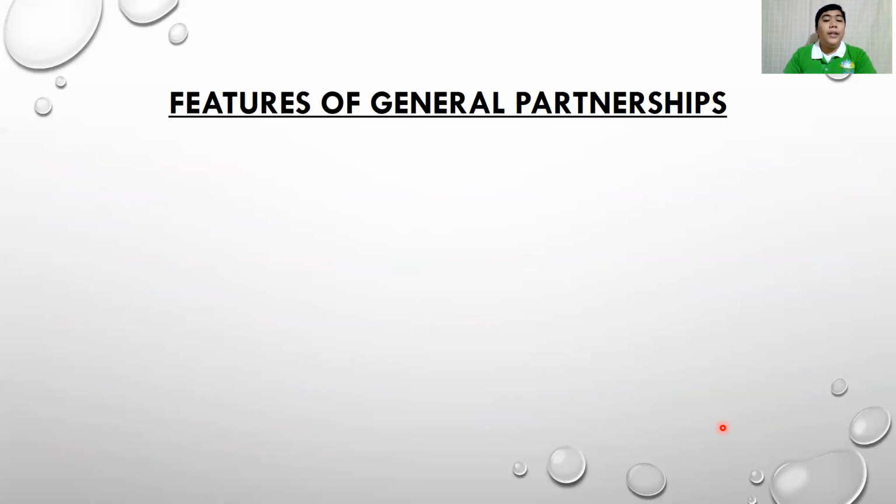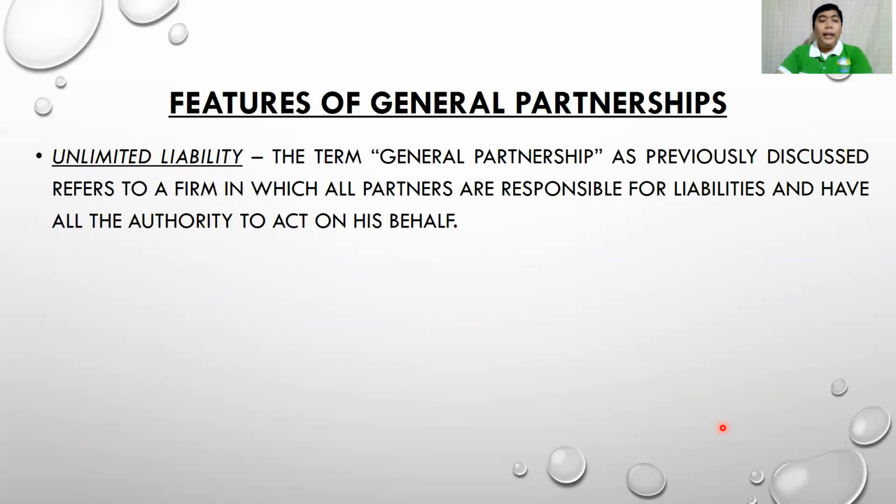Okay, another feature is that it can have unlimited liability. So what does it mean? The term general partnership, as previously discussed, refers to a firm in which all partners are responsible for liabilities and have all the authority to act on its behalf.